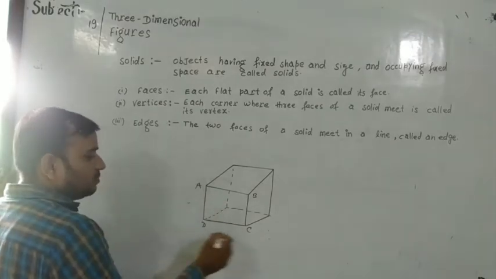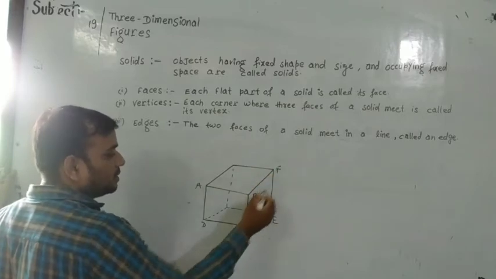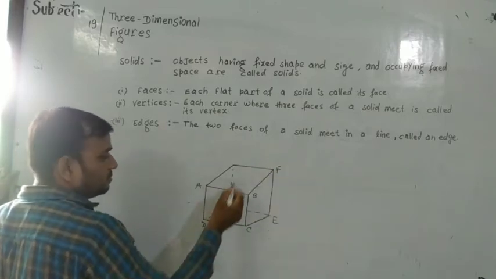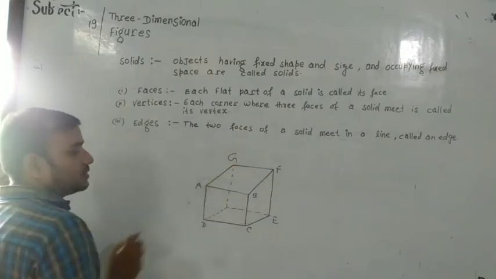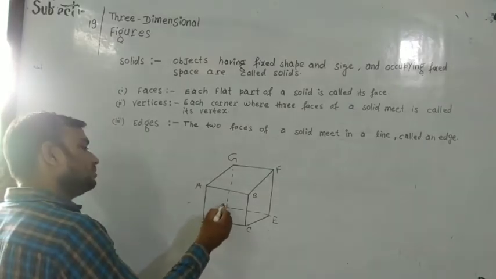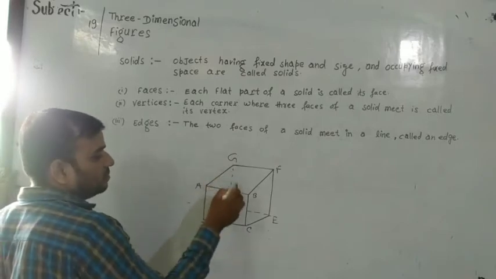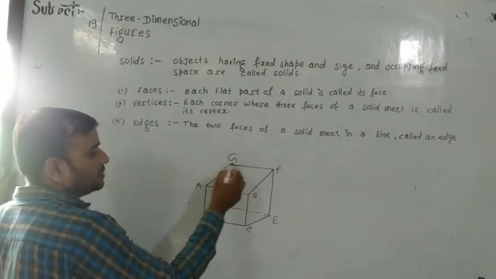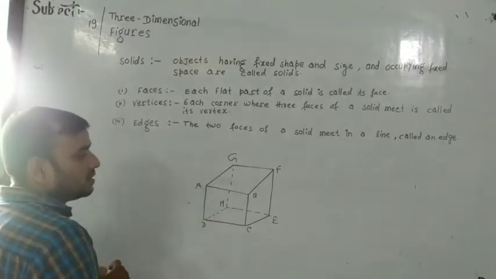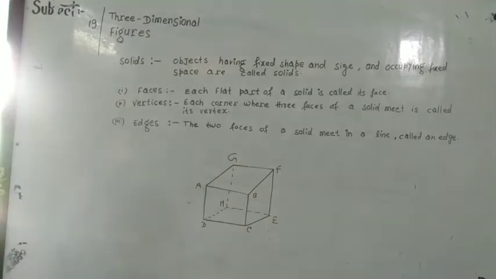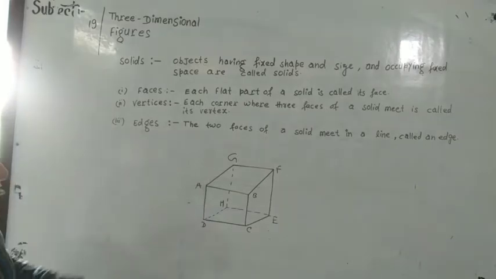So A, B, C, D is a face, and E, F, B, C is also a face. B, A, G, F is also a face. A, G, H, D is also a face. H, E, F, G is a face. H, D, C, E is a face. So the flat part of the solid is called a face. Now in a cuboid or cube there are 6 faces.